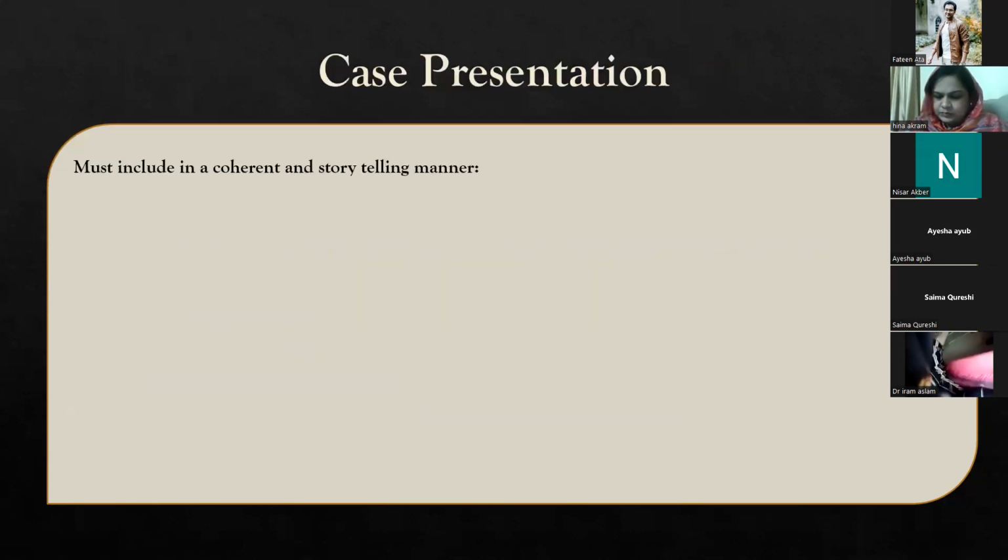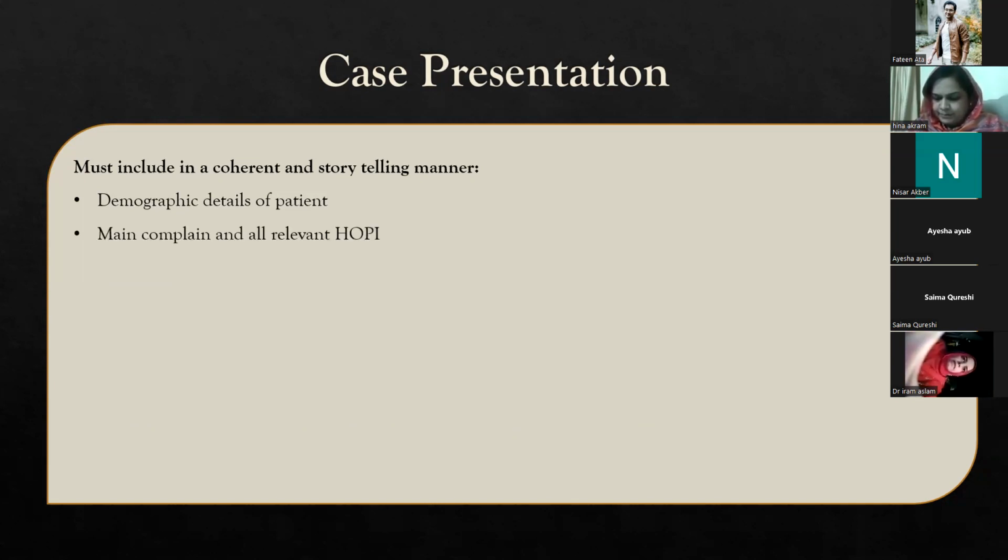Then the case presentation itself, it's very important to have it in a coherent and storytelling manner. It should not be haphazard, not just like you are writing progress notes of the patients, but it has to be very coherent. First of all, you start with demographic details of the patient, age, sex, gender, all that, comorbidities, these things. Then main complaints and all relevant history of presenting illness, physical examination details, diagnostic tests that were done for the patient.